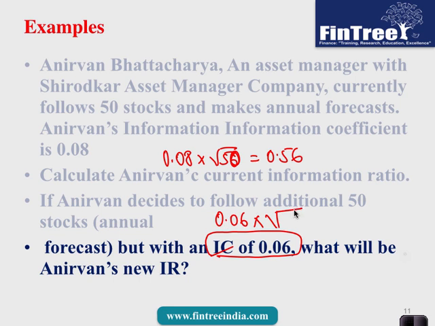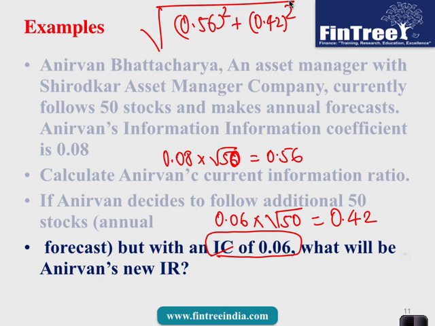0.06 into root of 50, this would be 0.42. So now we have two information ratios. Now we would calculate a combined information ratio using the additivity principle, which would be 0.56 square plus 0.42 square, and then we will take an under root of both of them, which would be 0.7. Is it okay? Let's do one more.